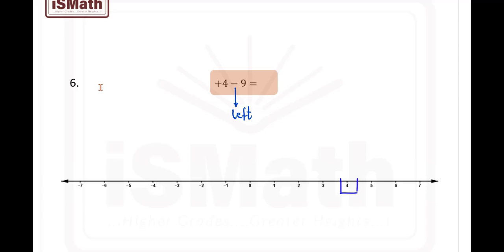So I start from +4 here. Notice that there's also another 4 here, but this particular 4 is negative. So I'm starting with this +4, and we'll do 9 steps to the left. So let's go. 1, 2, 3, 4, 5, 6, 7, 8, and 9. My hopping is a bit wobbly. So this is 9 here, and my answer is -5.